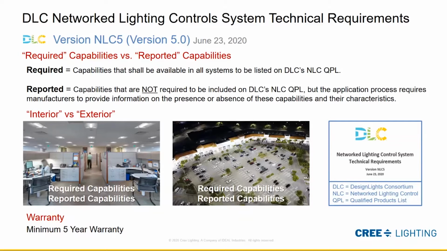The other differentiators are interior systems and exterior systems. They have two different needs. The application requires some different things, so they have slightly different required capabilities and reported capabilities. Now, all these systems are required to have a minimum warranty of 5 years. So that's super important as well.